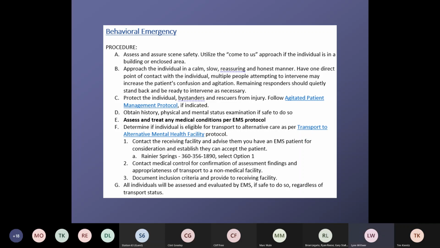Protect individuals, bystanders, and rescuers, yourself, from injury. And we have an agitated patient management protocol. That's a separate thing. Get history, physical, and mental exam status. If it's safe to do that examination, assess and treat any medical conditions per your protocol. So if they're hypoglycemic, which is one of the causes, sure. And within our new agitated patient management protocol, if they are amenable to taking an oral medication, we have an oral medication to help reduce their agitation if it's appropriate.